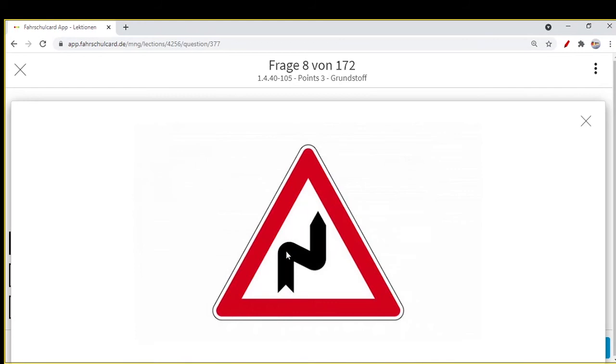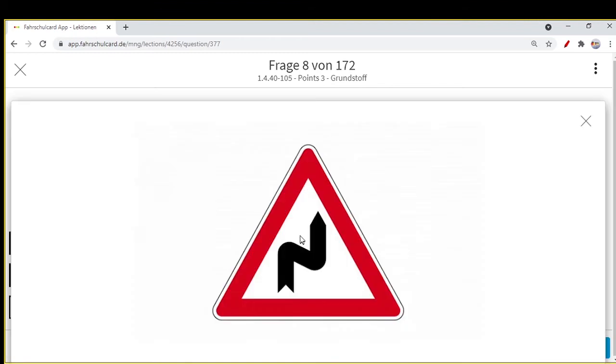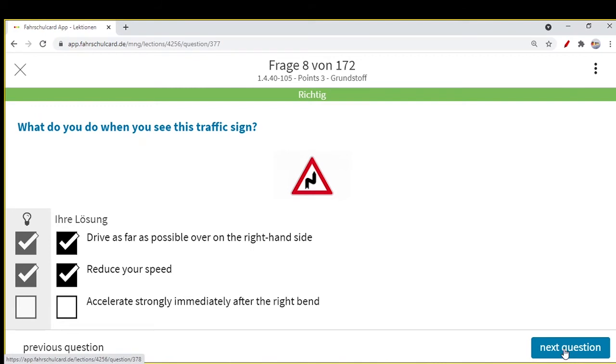So it's better that you take action promptly just before the bend and be on the right hand side as early as possible. Reduce your speed. Definitely it's a sharp bend, you need to reduce your speed, otherwise your car can skid. Accelerating strongly is never an option on the bend, so this option is not correct. Only the first two options are correct.